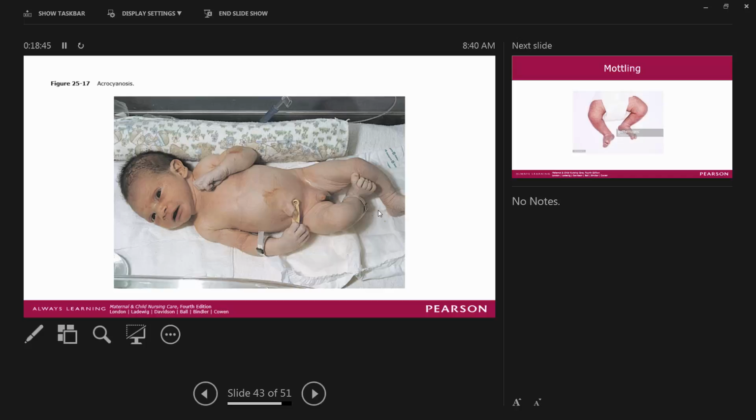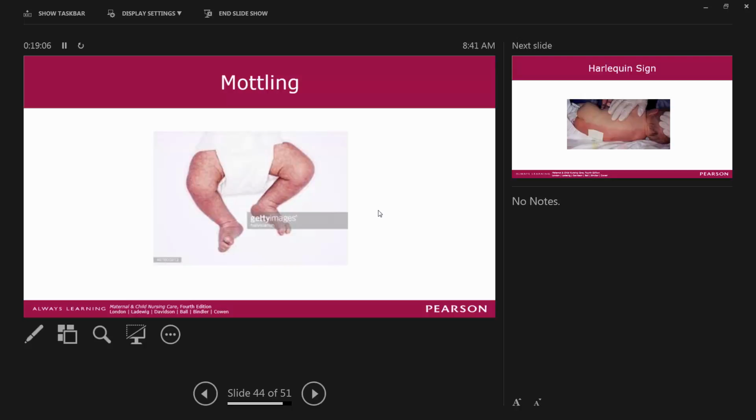All right, in an attempt to show you what acrocyanosis is, this is a very pink baby with bluish colored hands and feet, if you could see it, or pale. They could just be pale, or they could be significantly discolored. That's acrocyanosis. It's perfectly fine. There's nothing wrong with baby. Here's the mottling. Can you see that little lacy pattern?